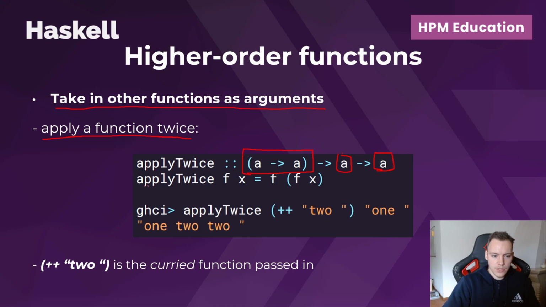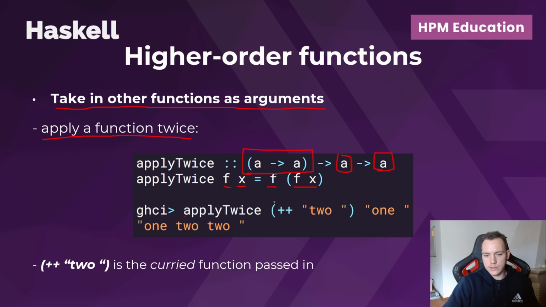So the definition is apply twice, we accept the function as f, we accept the argument as x, and we apply f to x, and then again we apply f to the result of that application. So apply twice, and here we use partial application or currying.